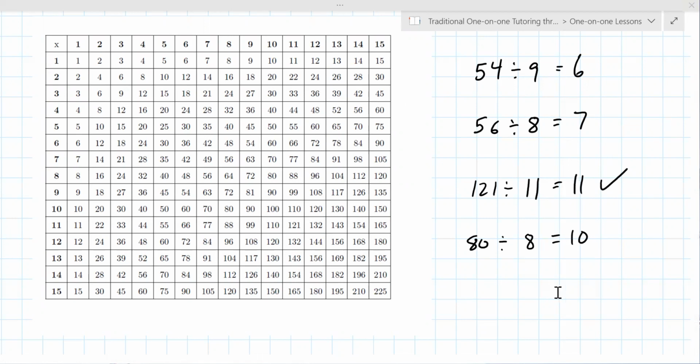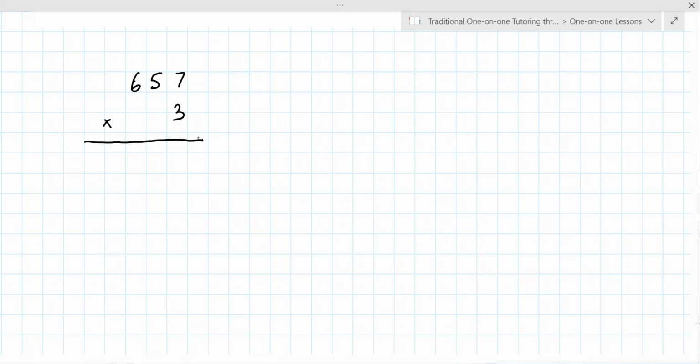So I think last time we were working on some multiplication problems. Something like this, like 657 times 3. Does that seem about right to you? Okay, 657 times 3. Do you remember the first two numbers that we multiply together? 7 times 3. Okay, so that is 21. So the 1 goes here and the 2 goes above the 5. That's the carry.